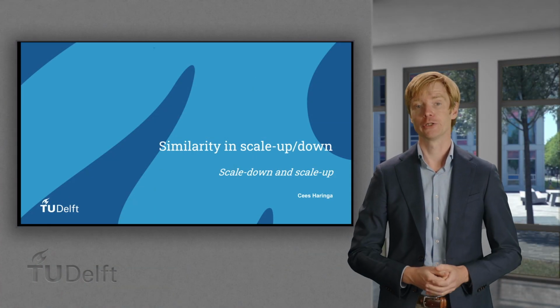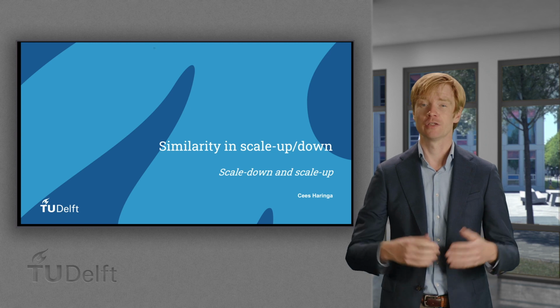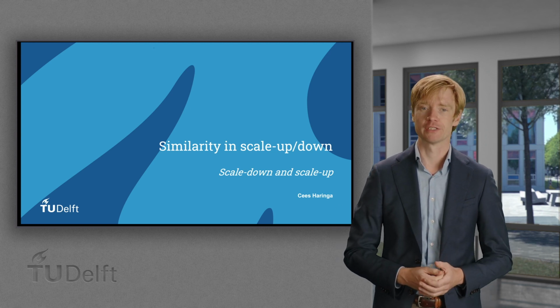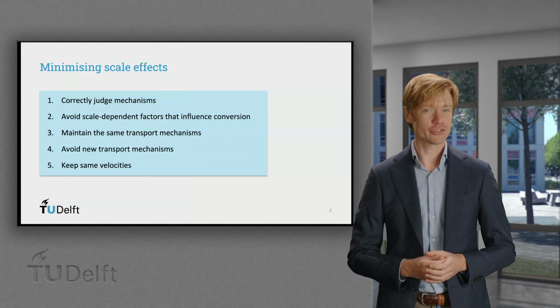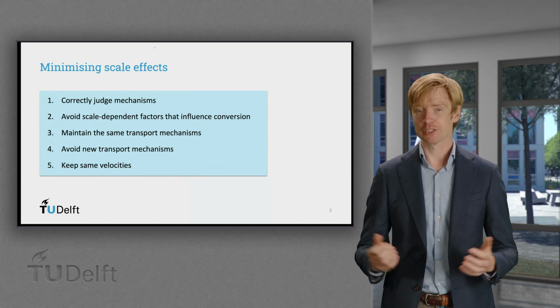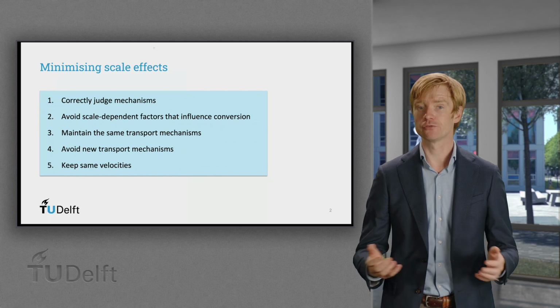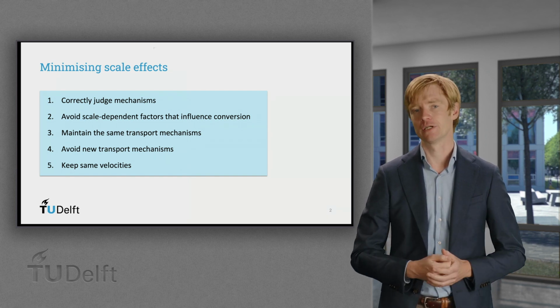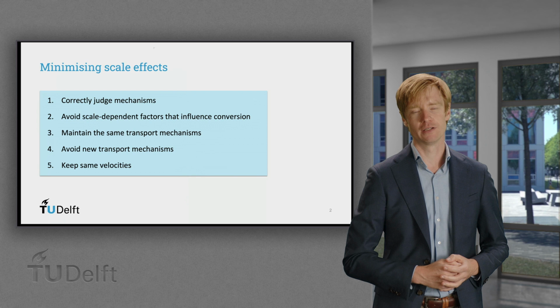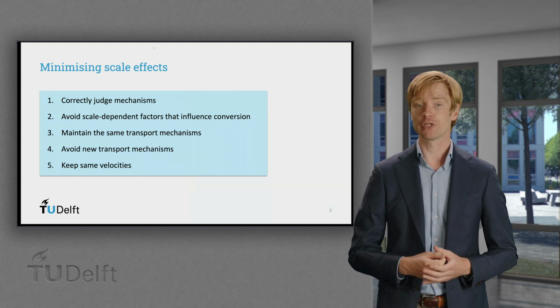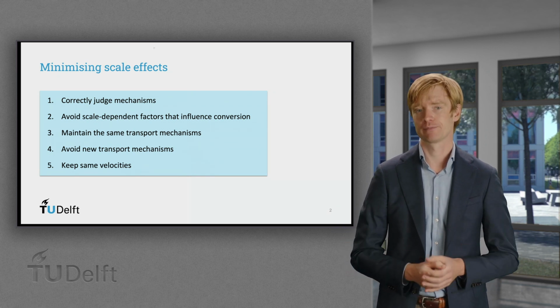In the previous lecture, you were introduced to scaling effects and broad notions on how to minimize them. As you learned, this is not straightforward, as not all aspects of a process scale to the same degree. It was therefore suggested to focus instead on similarity. But what does similarity mean? In this lecture, we will dive somewhat deeper into this concept.